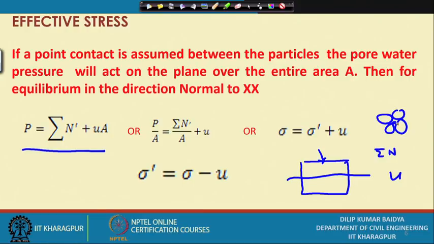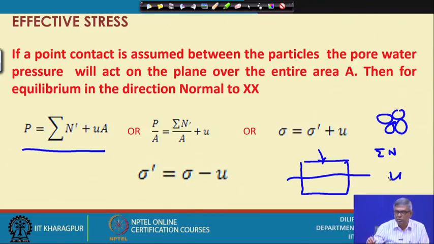So, u multiplied by area will also give you a force. Here u is the pressure, that is, the pore water pressure. Pressure multiplied by the cross section will give you force, and sigma N is also a force in the normal vertical direction, and u is also a force in the vertical direction. So, this can be taken.